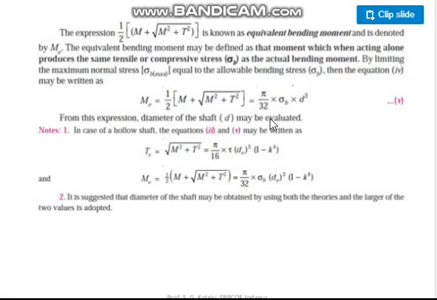Okay, then today we will stop here. You know these formulae: the equivalent torque formula and the equivalent moment formula.